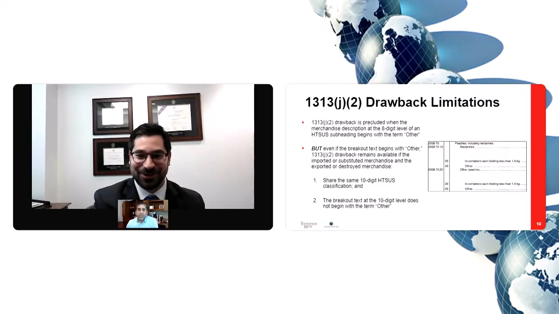So I found the tariff code. I was having peach jam. So here is the tariff provision. Now, specifically, these are preserved nectarines and preserved peaches in cans.